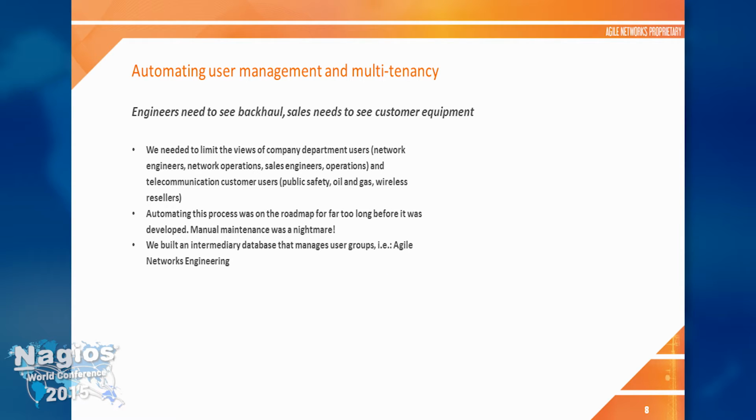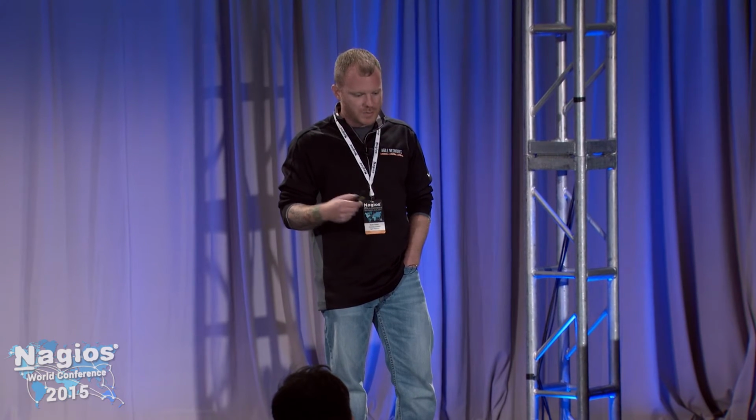So we automated the user management and multi-tenancy. As I said, we needed to limit the views of the company department users, network engineers, network operations, sales engineers, operations, telecommunication customer users, public safety, oil and gas, wireless resellers. And so we had planned on automating this process for a long time before we actually just got down and did it. The manual maintenance for keeping everybody in those contact groups and assigning those contact groups to devices when they were added or after the fact was, as you can imagine, not easy.